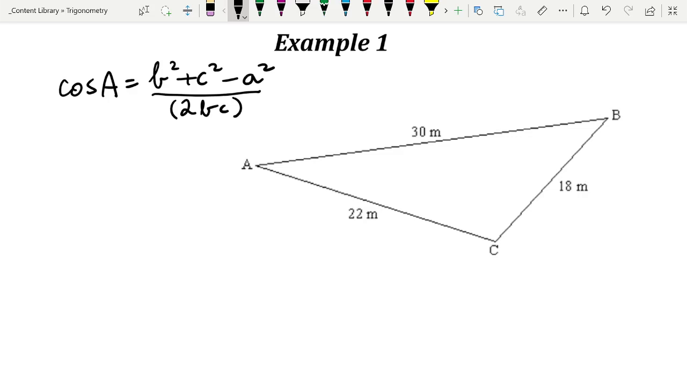Okay, so first step is I have to figure out which side's which. Which side is A? The 22, the 30, or the 18? The 18's A, because it's across from A. Which one's C? The 30, and that means the 22 is the B. So I have to put the right things in the right places. Notice it doesn't really matter which one's B and C because you're adding them, but remember, subtract has to be in a certain order, right?